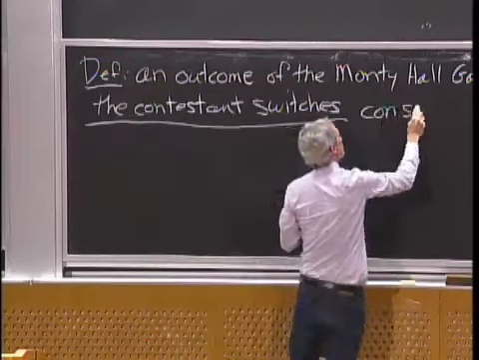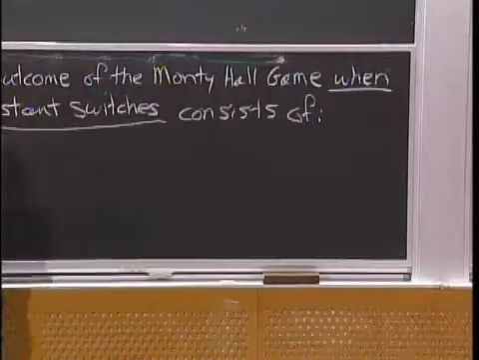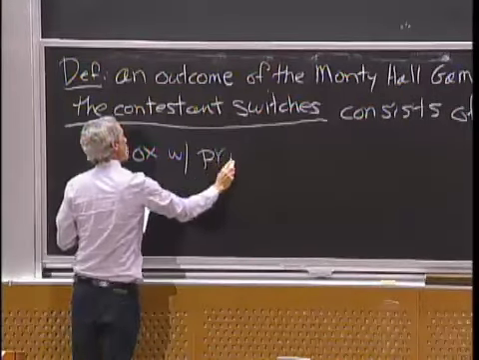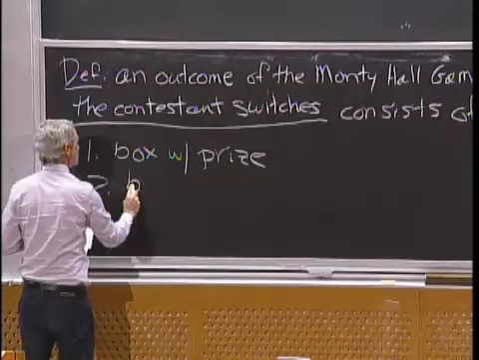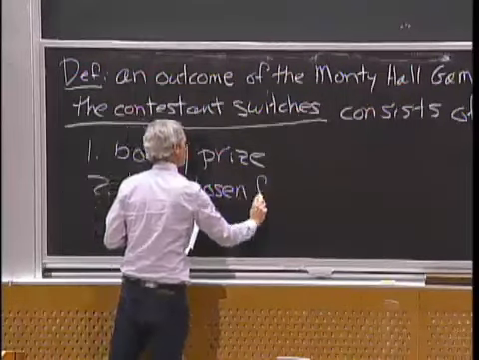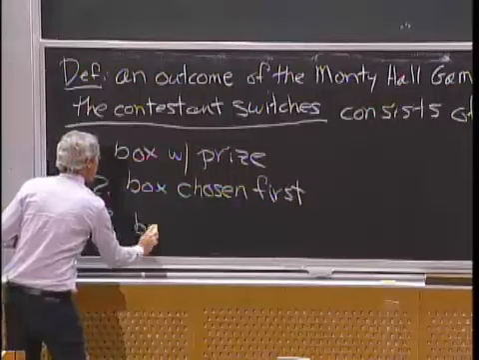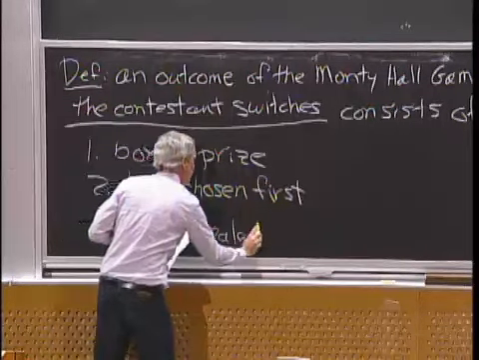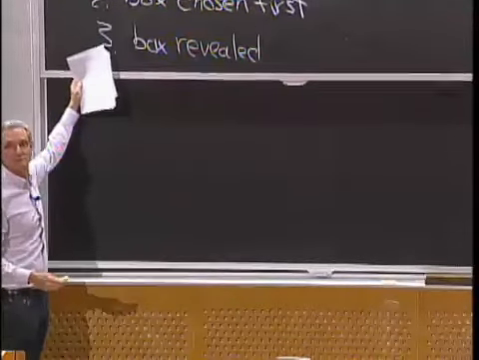Consists of three things. First, the box with the prize. Where did Carol put it? Second, the box chosen by the contestant. And third, the box that was revealed. Once you know those three things, you know everything about what happened.